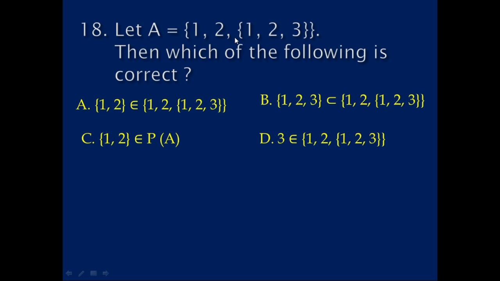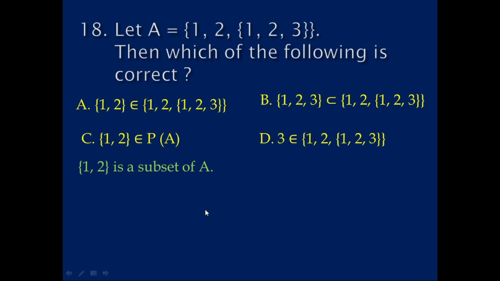It is a subset of A. Therefore, the first one is not correct. It is a subset of A. And option B. Here given that set {1, 2, 3} is a subset of set A. But here you know that the set {1, 2, 3} is an element of set A. It is not a subset. It is an element of set A. Therefore, the second option B is not true.